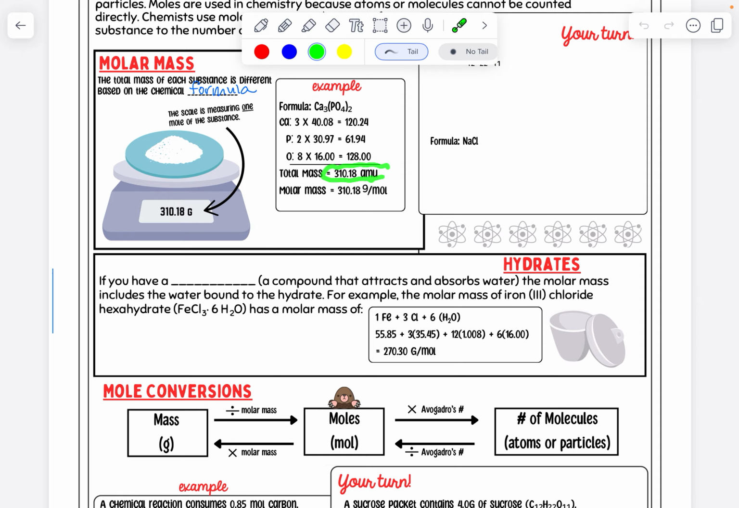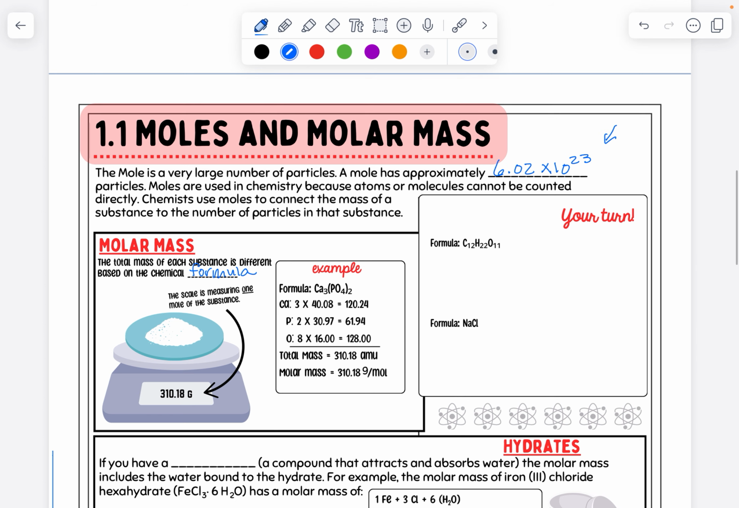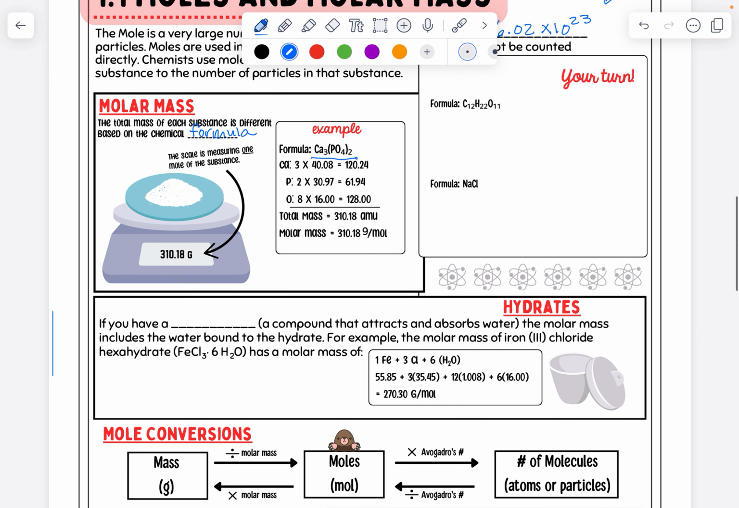You get 310.18 atomic mass units. That's one way we say it. Or more importantly, the molar mass, which is 310.18 grams per mole. So what does that mean? That means if I were to take 6.02 times 10 to the 23 particles of this compound and weigh it, it would weigh 310.18 grams. So this is grams per mole, per 1 mole, okay?